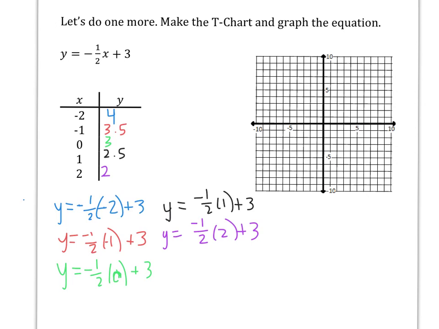Oops, I'm not graphing these correctly. I just graphed all the negatives. Negative 2, up 4, there we go. Negative 1, 3.5, I apologize for that. Okay, 0, 3, 1, 2.5, 2, 2. And again, these should be a straight line. It's kind of difficult here with this large pen, but they do connect and they do form a straight line, which is a linear equation.